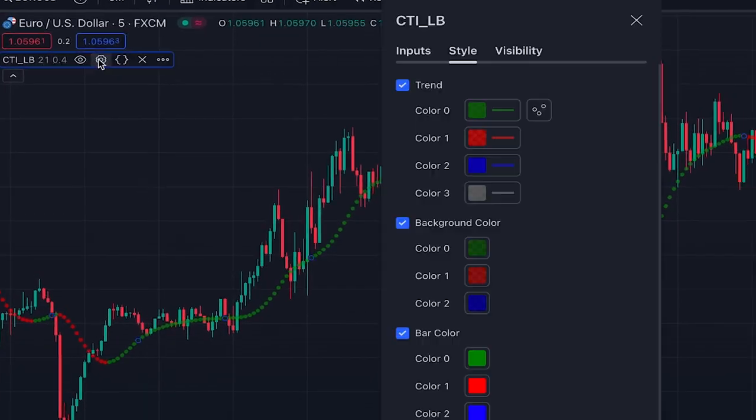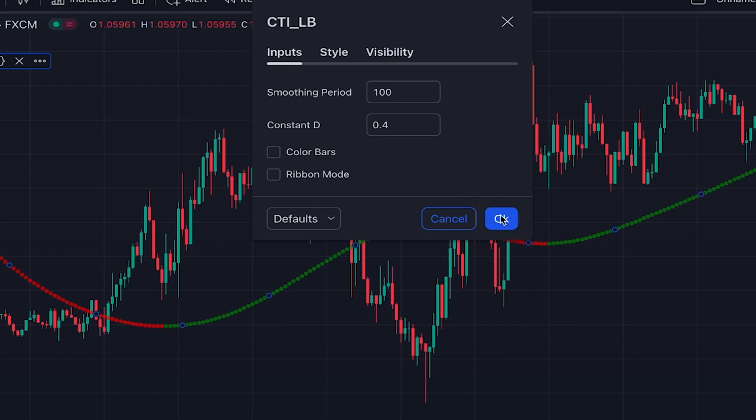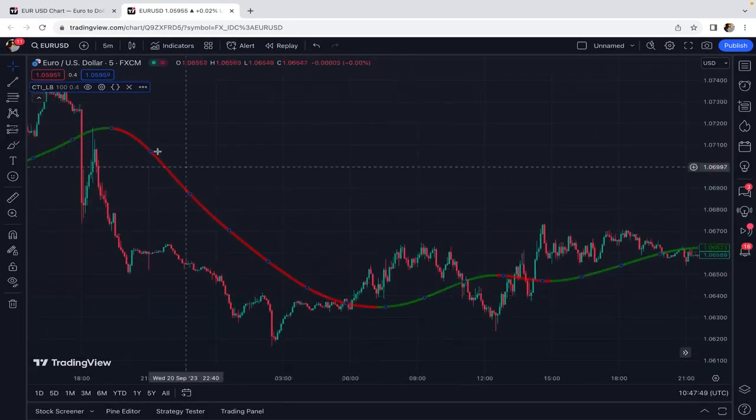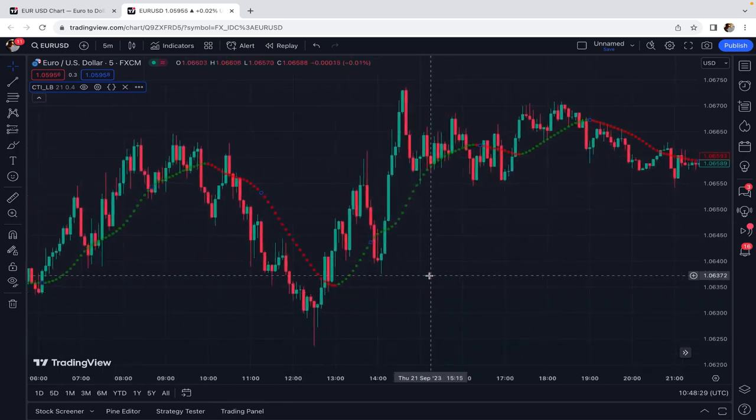Here in the settings, in the inputs tab, if we increase the smoothing period, for example, let's set it at 100, our trend line becomes smoother and it shows the longer term trend of the market. But for scalping, the default setting is good, since in scalping trading strategies we are more interested in shorter term movements of the market.